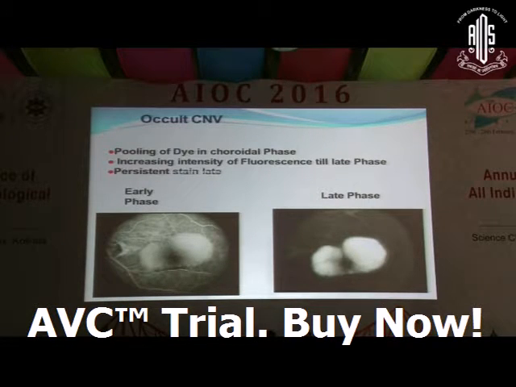Coming to the occult CNV, it's basically occult CNVM, what we call an RPED. It can be a fibrovascular PED or it can be a plain serous RPED. On fluorescein angiography, you will see pooling of the dye which increases in the late phase. It's very difficult on fluorescein angiography to distinguish between a serous pigment epithelial detachment and a fibrovascular PED. The only point you have to remember is that if you have a notch like this, then it's a fibrovascular PED.